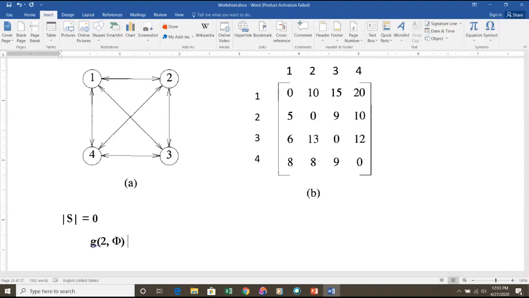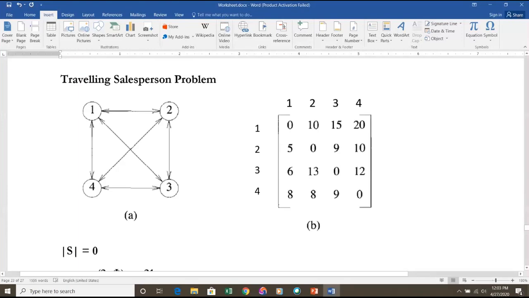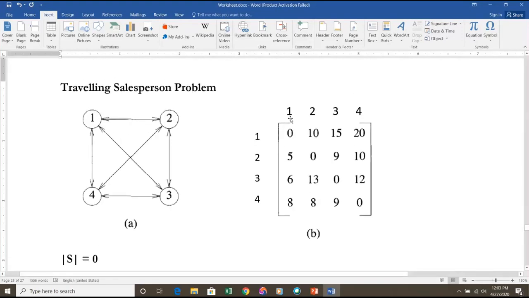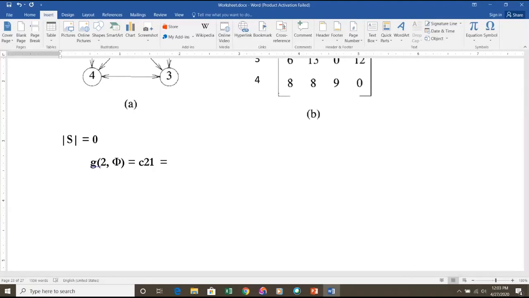It is equal to the cost from 2 to 1. What is the cost from 2 to 1? If you look at this, 2 to 1 is 5. So this 2 to 1 is a subscript. I will write like this.